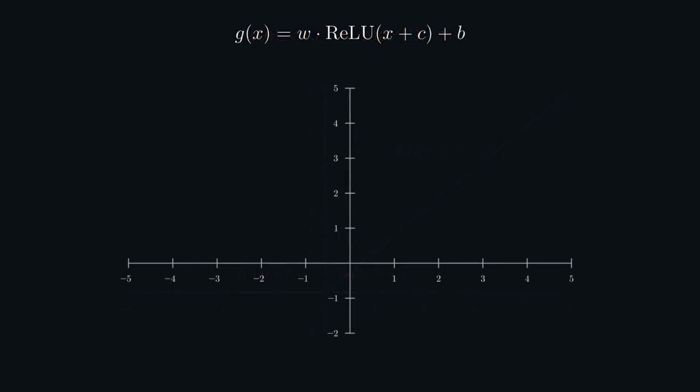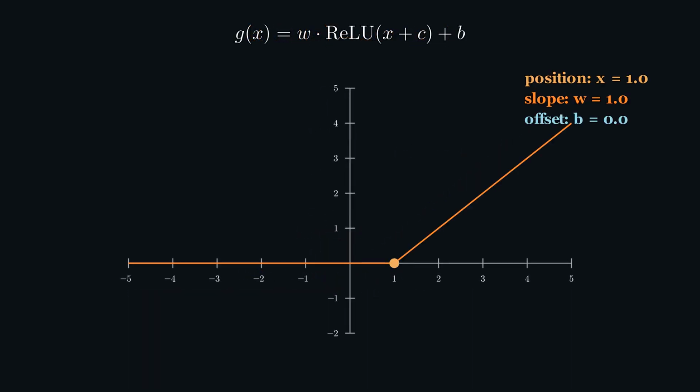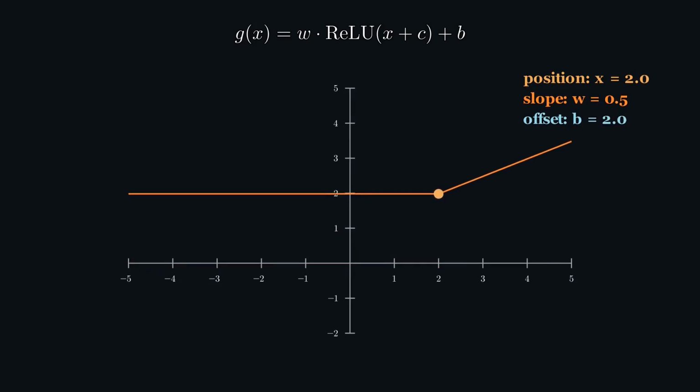Now here's where it gets powerful. A single neuron computes W times ReLU of x plus C, plus B. By changing C, we shift the hinge left or right. By changing W, we control the slope. And by changing B, we raise or lower the whole line. One neuron, 3 degrees of freedom.